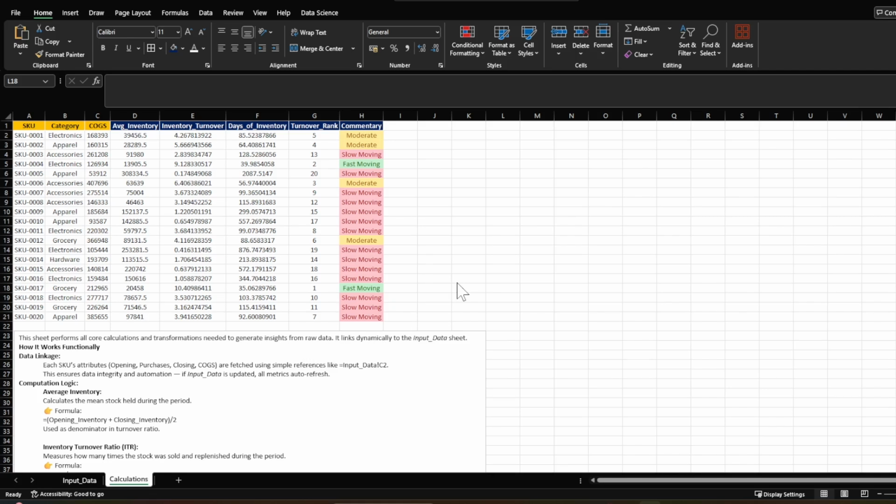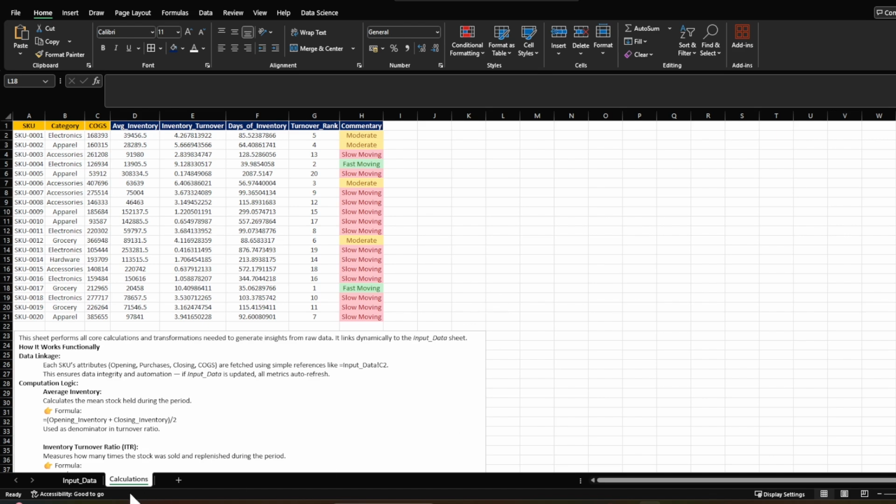Today we are going to discuss a very important topic, which is inventory turnover ratio. Here you can get the output of inventory turnover ratio in terms of how much the inventory turnover ratio is, what the days of inventory are, and what kind of inventory it is, whether it is fast moving, slow moving, or moderately moving. Let us discuss how we can calculate and come up to this conclusion.